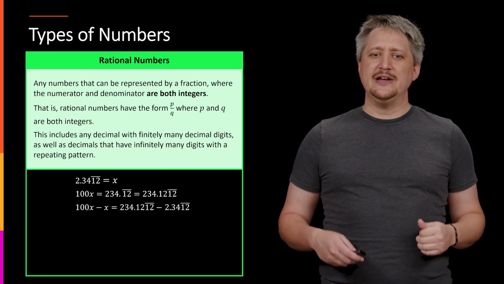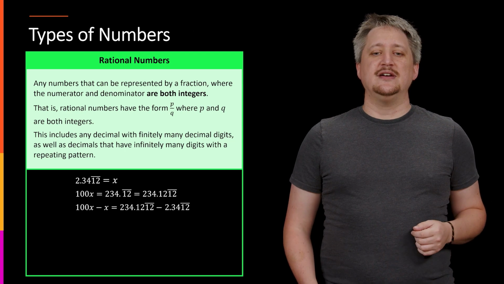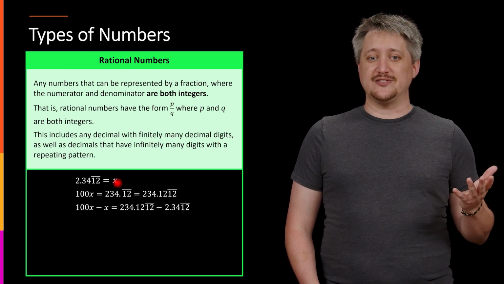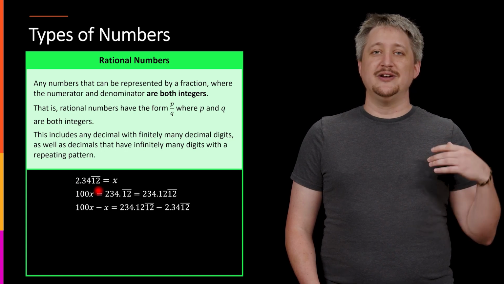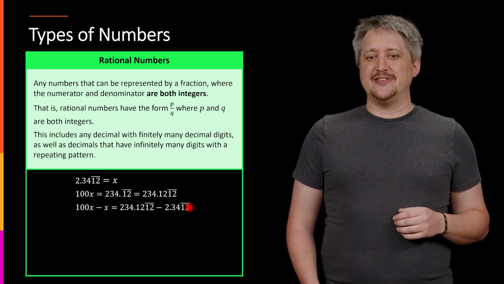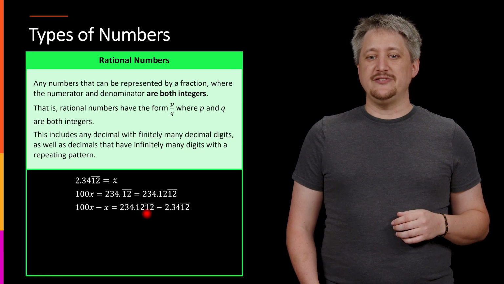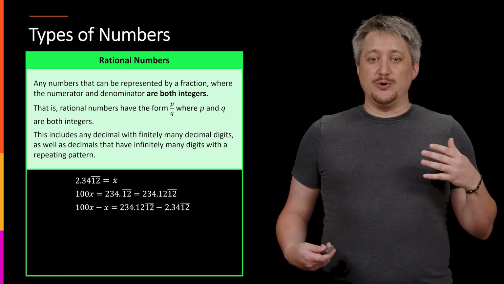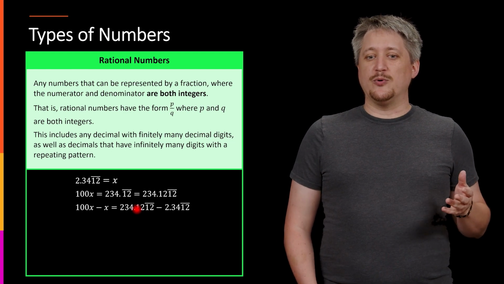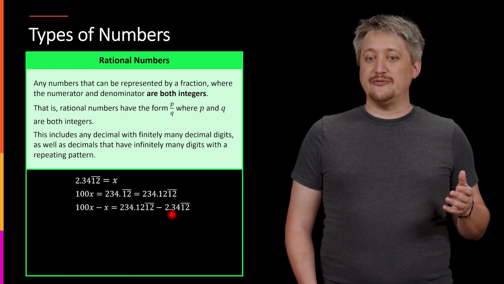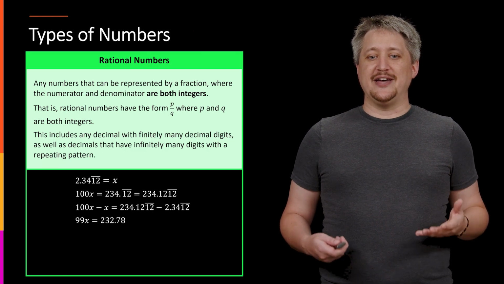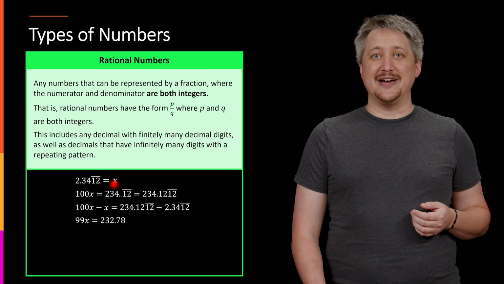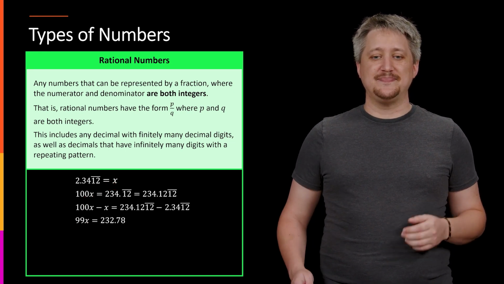And the thing I'm going to do is subtract off that original x. So here I'm just subtracting x, but over here I'm going to subtract what x is, specifically that 2.34, 1, 2 repeating. And the idea is that that 1, 2 repeating part in both places overlap perfectly, so they cancel each other out, and I'm good. So what's left over is just that 234.12 minus the 2.34. So I have that 232.78, and that is equal to the 100x minus x, which is that 99x.